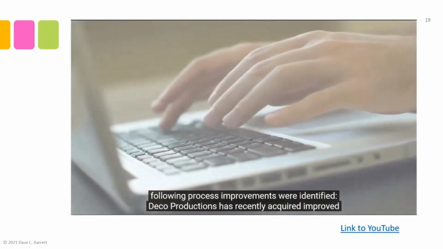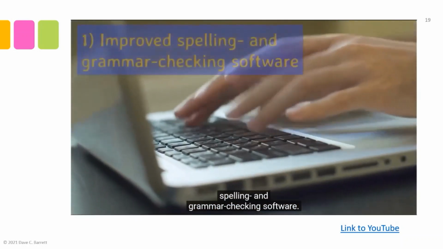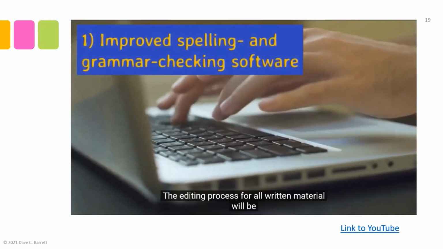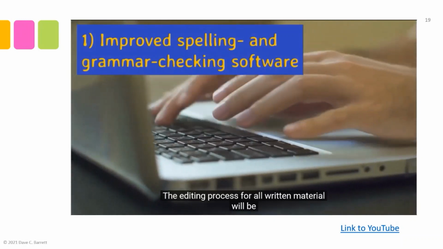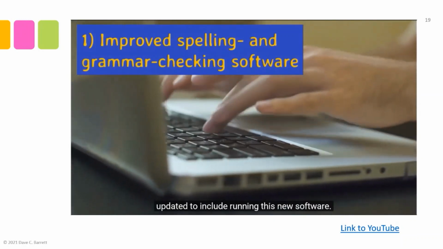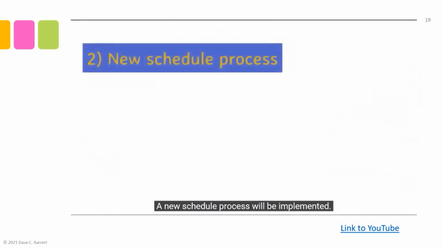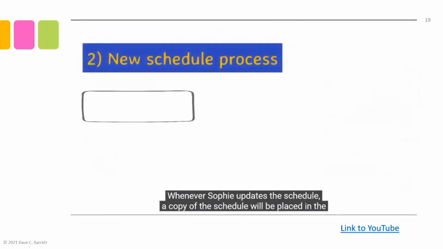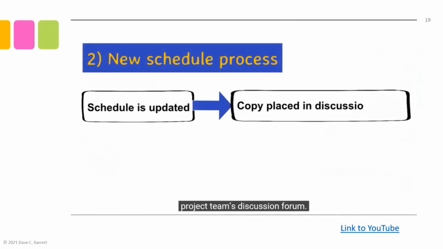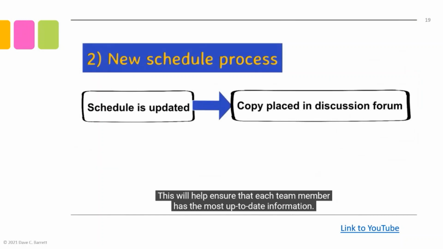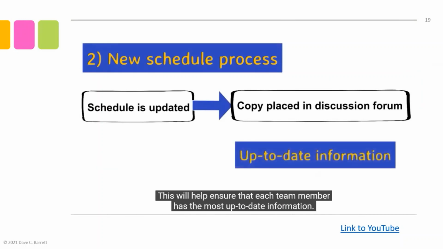Deco Productions has recently acquired improved spelling and grammar checking software. The editing process for all written material will be updated to include running this new software. A new schedule process will be implemented. Whenever Sophie updates the schedule, a copy of the schedule will be placed in the project team's discussion forum. This will help ensure that each team member has the most up-to-date information.